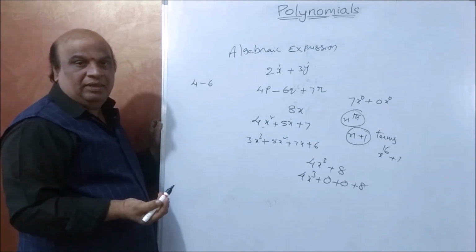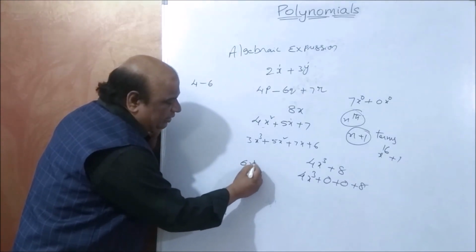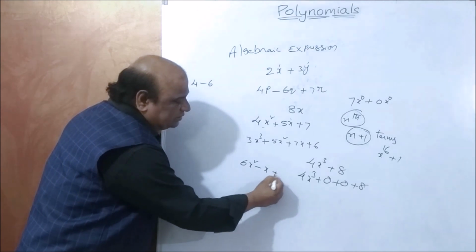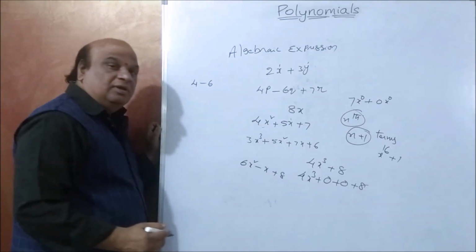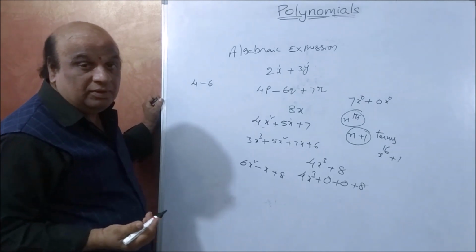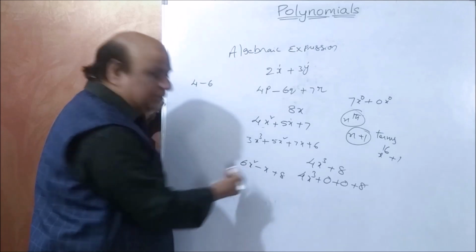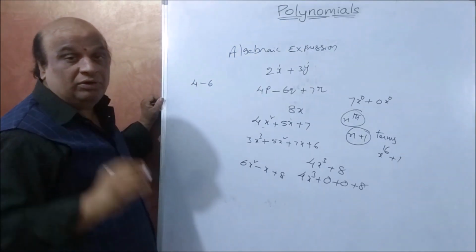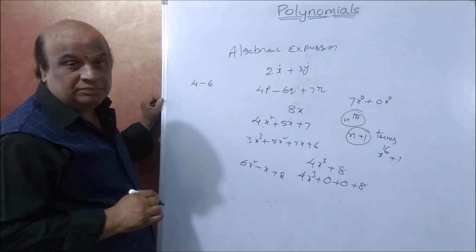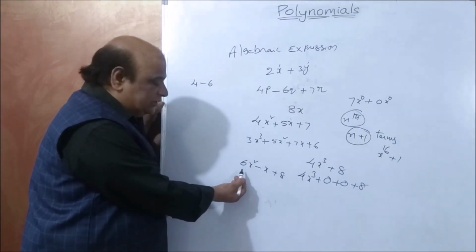What is the x coefficient? 7. Suppose in some cases 6x square minus x plus 8. What is the x coefficient now? Minus 1, because here this is minus. Minus 1 you have to write. What is the x square coefficient? That is 6.